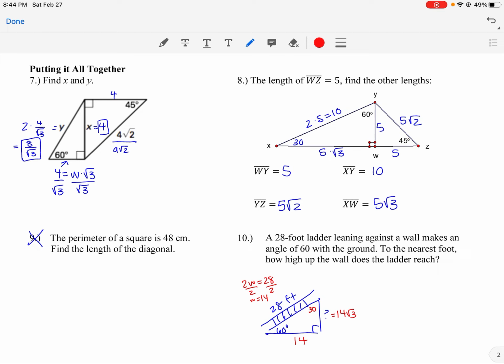So if we're answering the question, 14 square roots of 3, when you type it in your calculator, you get 24 point something. It says the nearest foot, so it reaches about 24 feet up the wall. Okay, good luck with your assignment.